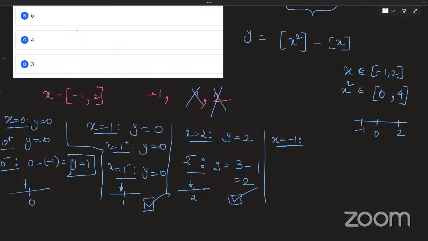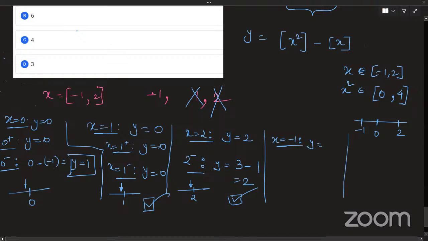Okay. Are you sure? Yes, sir. Why will it be 0? Because it is x square, right? What is x square? If x is equal to minus 1, what is the value of x square? 1, sir. So what is GIF of 1? 1, sir. GIF of 1 is 1.